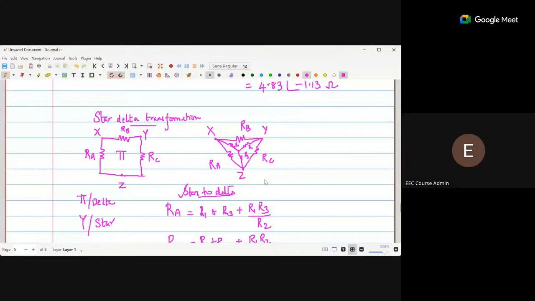So RA is R1 plus R3 plus R1 R3 by R2. You can see that the two ends of RA are the nodes X and Z. So the resistors connected to those two nodes in the star are R1 and R3. So those two resistors R1 plus R3, then the product of them divided by the third resistance. We already had taken R1 and R3. What is the third resistance? R2. That is the way of remembering it. Is it fine?